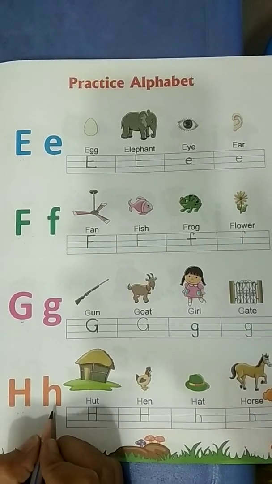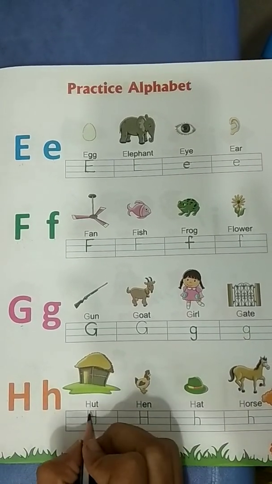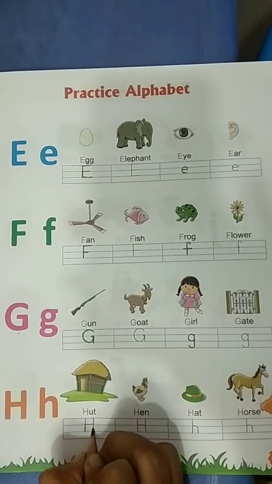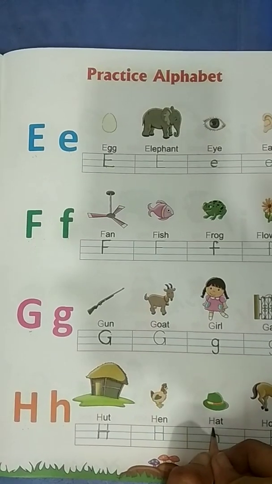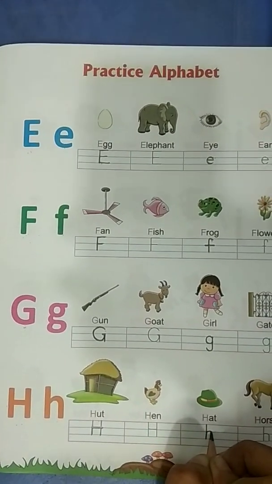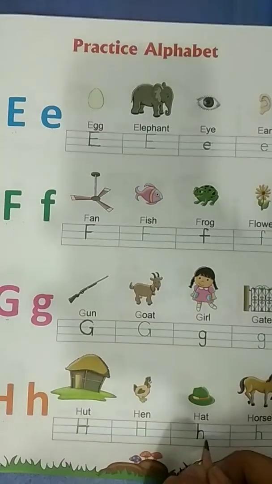Capital H and small h. Make 2 standing line from red to blue and slipping line. For small h, make standing line and blue line with curve. This is small h.